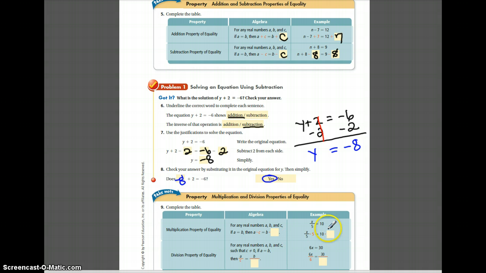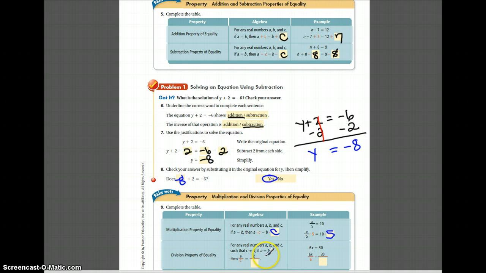The multiplication and division properties of equality are sort of the same idea. If we're going to multiply one side of the equation by c, then we need to multiply the other side of the equation by c. In this example, if we multiply the left side of the equation by 5, then we need to multiply the right side of the equation by 5.